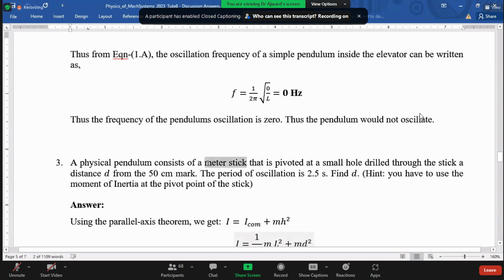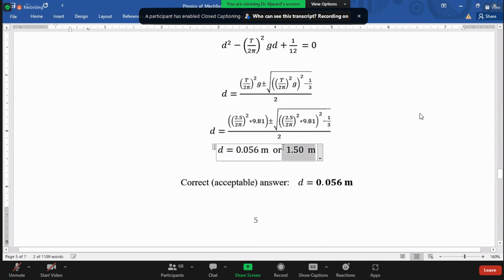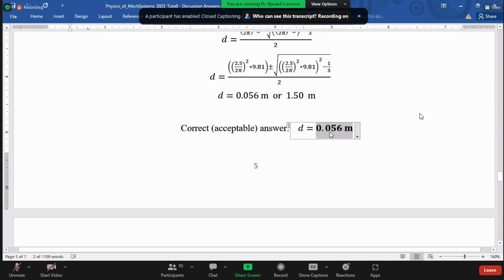But of course, this value cannot be true because it is a meter stick. The length from the center cannot be 1.5 centimeters, right? It has to be the smaller value, because the maximum value you can have is 0.5 from the center. So this 1.5 is not the correct answer. The other answer is the correct one, the minus value from here. So it is 0.056 meters. Any questions there?